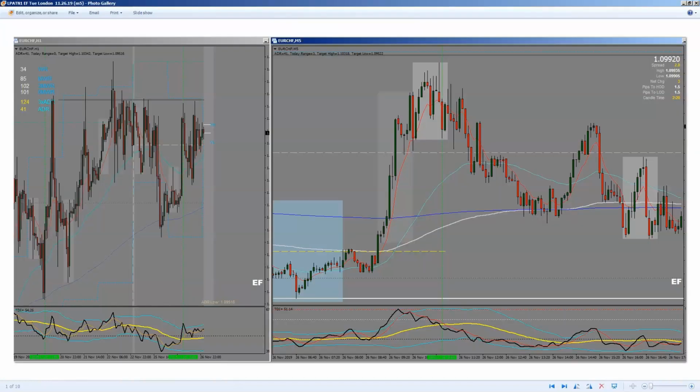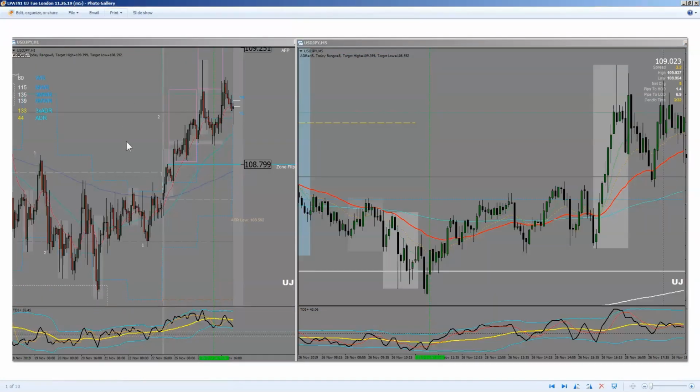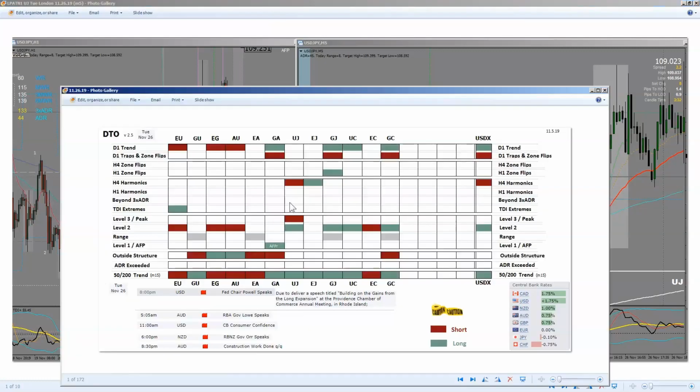And EF, if you're a fan of EF, a 5-minute type 1 London pattern last night. And UJ, interestingly enough, with a type 1 London pattern on the 5-minute as well, trapping through day open price, right? And look at the zone flip happening in UJ as well. We had this in a long bias. You had this in a long bias combo, right?